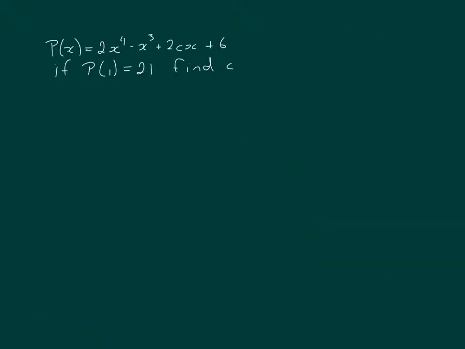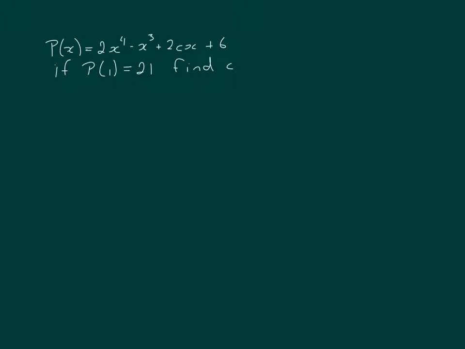Now in this example, we've been given a polynomial. You might notice that it's got a c, or an unknown, in the third term or the second last term. So 2 times something times x plus 6. Now this other information here says if p when x equals 1 equals 21, find c. I'm going to show you what to do in these types of questions. They've just given us all the information we require to solve it.